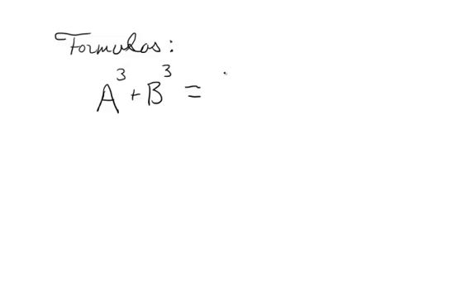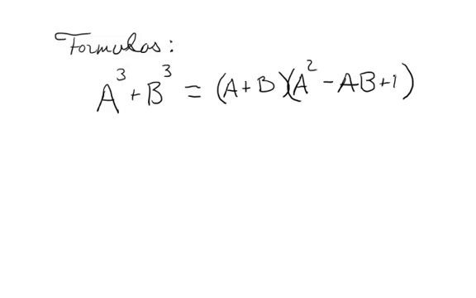Now, perfect cubes will always factor into two components. The first component will be a binomial component, and the second component will be a trinomial component. This will factor to be a plus b. Notice that the first part, the binomial, looks very similar to the structure of the original, just without the cubes. And for the trinomial part, we've got a squared minus ab plus b squared. Okay, let's clean that up just a little bit.